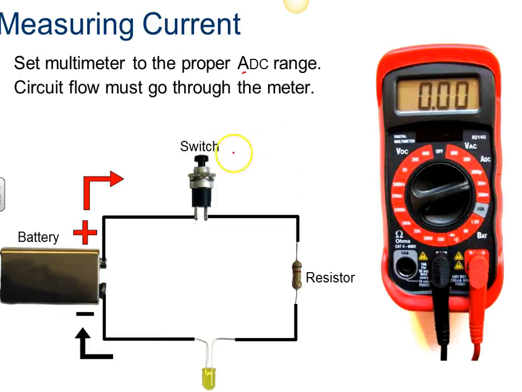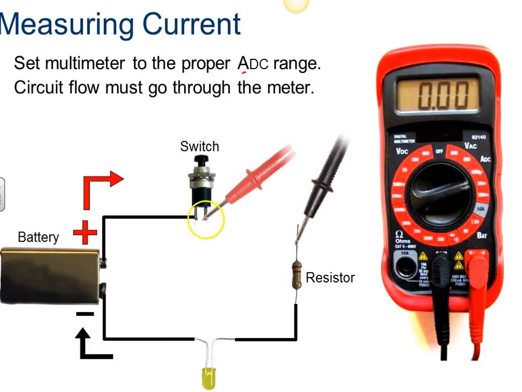And the circuit flow has to go through the meter. So what we do is we open up the circuit, we remove the wire, and we replace the wire with the multimeter. So we've got the positive side here, the negative side there, and our circuit is completed by the multimeter itself. So any current, if we're looking at current flowing from positive, is going to flow into the meter and then out of the meter, so to speak, which is not really the way current works, but just go with me for right now, and then continue on in the circuit.